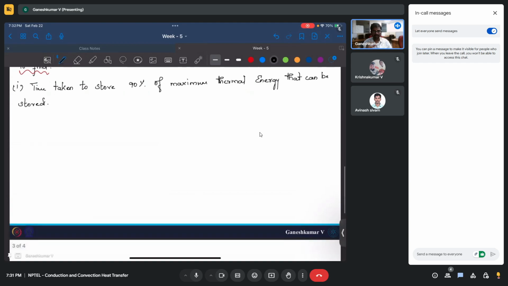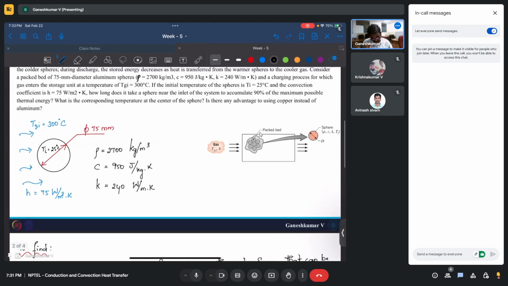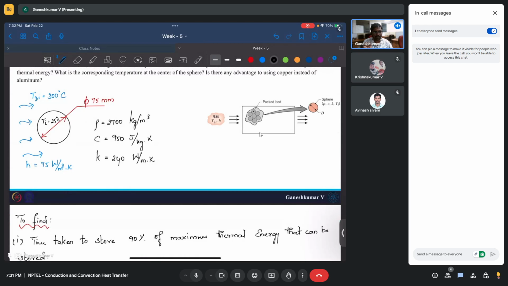So basically it is storing in terms of heat capacity, right? Heat capacity is nothing but the amount of energy it can store per unit mass for 1 degree change in temperature. So what is the maximum change in temperature that you can have in this system? Initially you have 25 degrees Celsius, your surrounding gas is 300 degrees Celsius, which means you can heat this sphere up to a maximum of 300 degrees Celsius, right? So from 25 you can go at most to 300 degrees Celsius for this sphere.